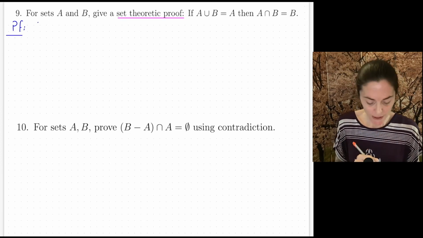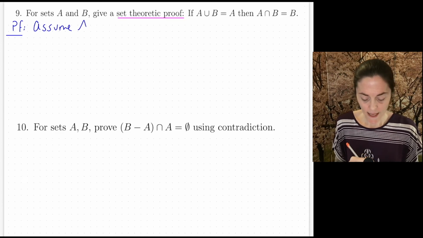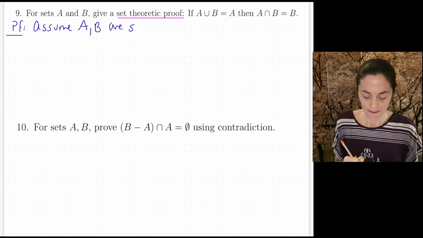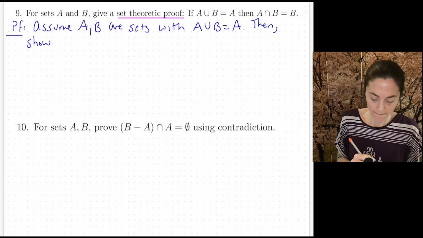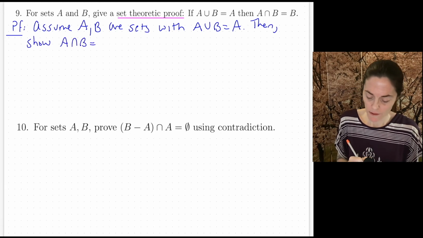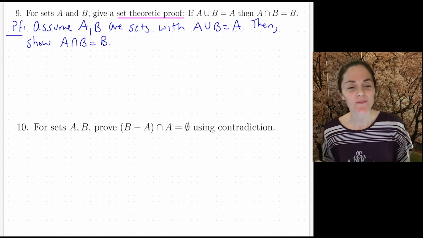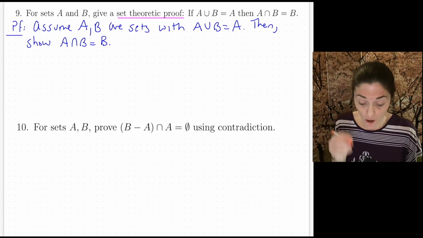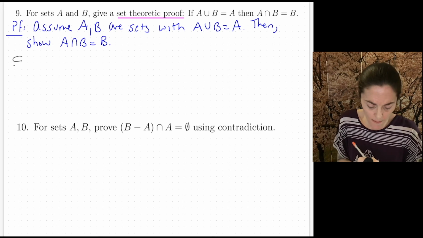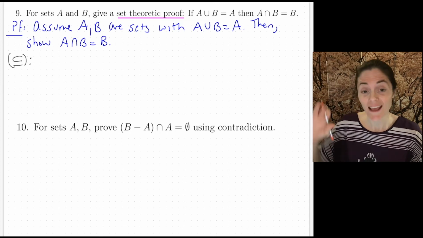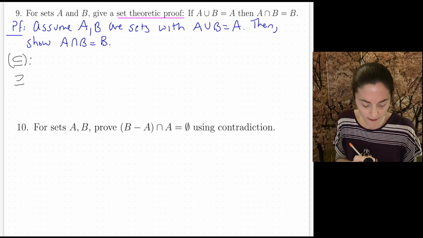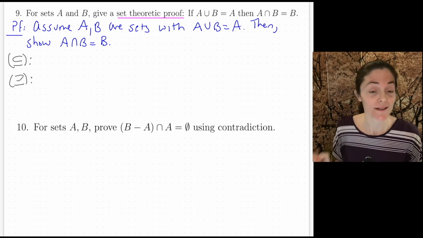Okay, well, we assume we have sets A and B, and A union B equals A. And then we show that A intersect B equals B. Now, we know how to show set equality, right? There are two parts. First, we must show subset in this direction, namely that A intersect B is a subset of B. Then we must show subset in this direction, that B is a subset of A intersect B.